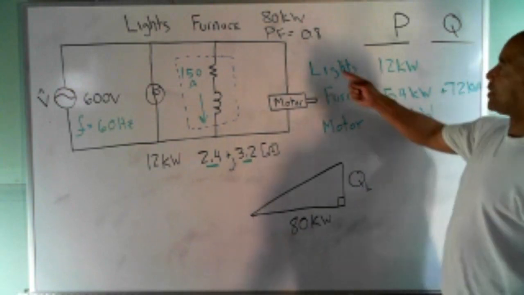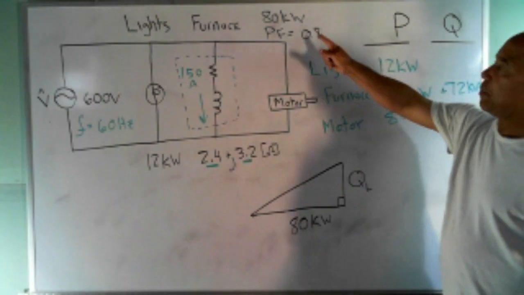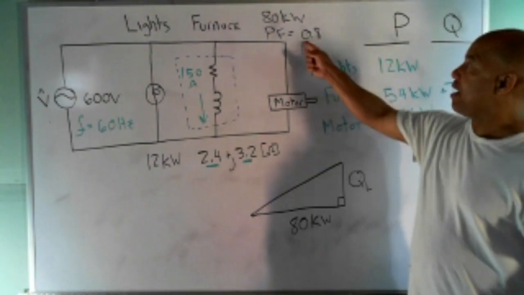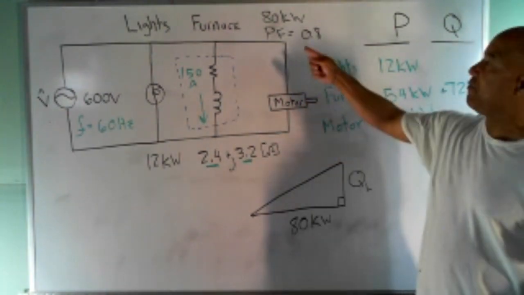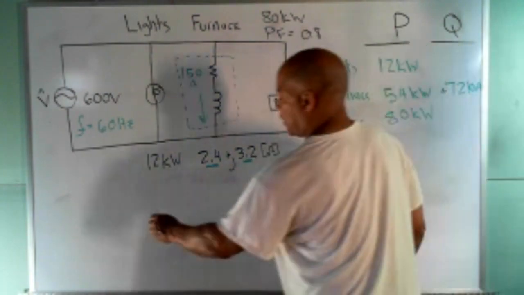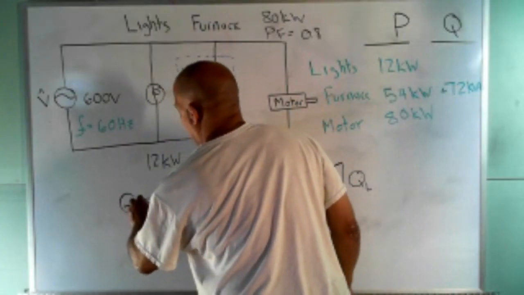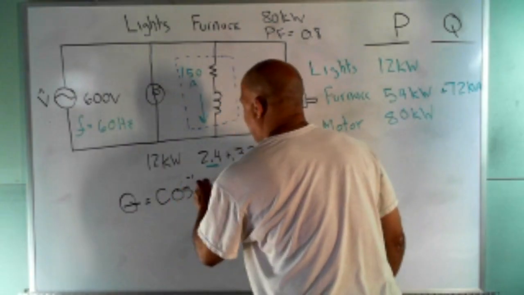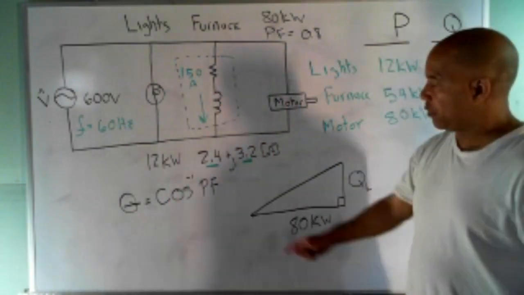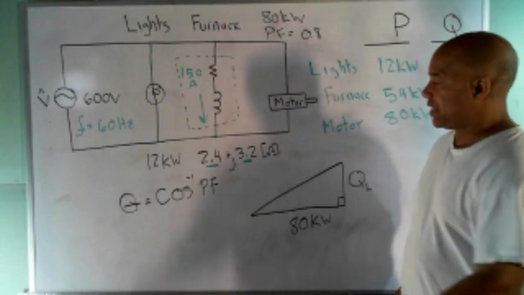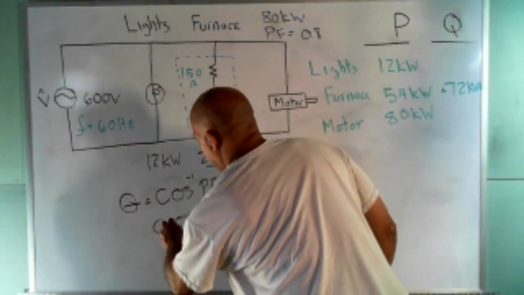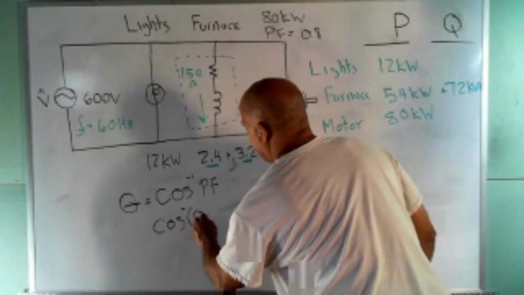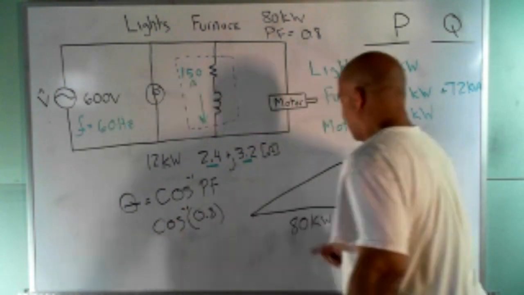So how do I do that? Well, remember what I said about the power factor? The power factor is the cosine of this angle right here. So given the power factor, I can find the angle. The angle is going to be the inverse cosine of the power factor. So now you want to remember that. So if I take the inverse cosine of 0.8, tell me what that is.